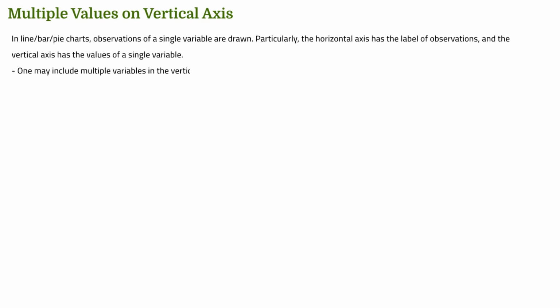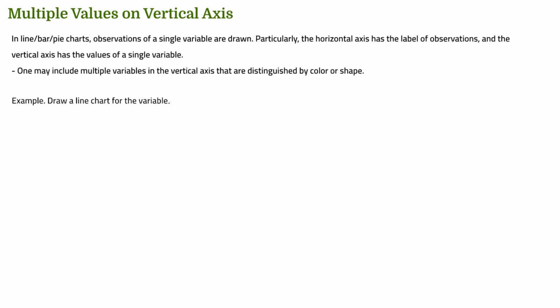Next topic, multiple values on vertical axis. In line, bar, or pie charts, observations of a single variable are drawn. Particularly, the horizontal axis has the label of observations, and the vertical axis has the values of a single variable. One may include multiple variables in the vertical axis that are distinguished by color or shape.